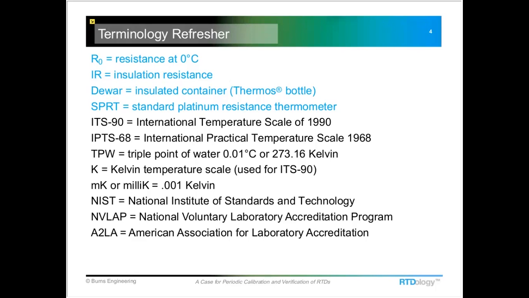And a dewar is basically a thermos bottle container that's used for doing an ice point test of an RTD. And then SPRT: if we're doing a comparison calibration, you'd use an SPRT to compare your test units to a known standard that's traceable back to an international standard. And the rest of these here, we'll probably use once, but there are all the definitions if you care to keep track of that.